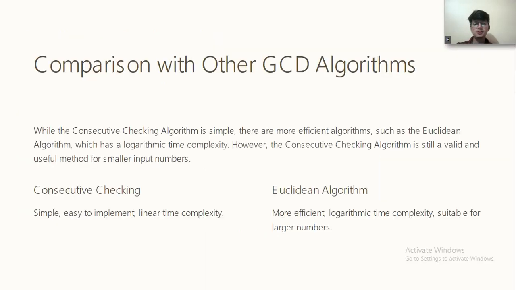Comparison with other GCD algorithms. While the consecutive checking algorithm is simple, there are more efficient algorithms such as the Euclidean algorithm, which has a logarithmic time complexity. However, the consecutive checking algorithm is still a valid and useful method for smaller input numbers. Consecutive checking: simple, easy to implement, linear time complexity. Euclidean algorithm: more efficient, logarithmic time complexity, suitable for large numbers.